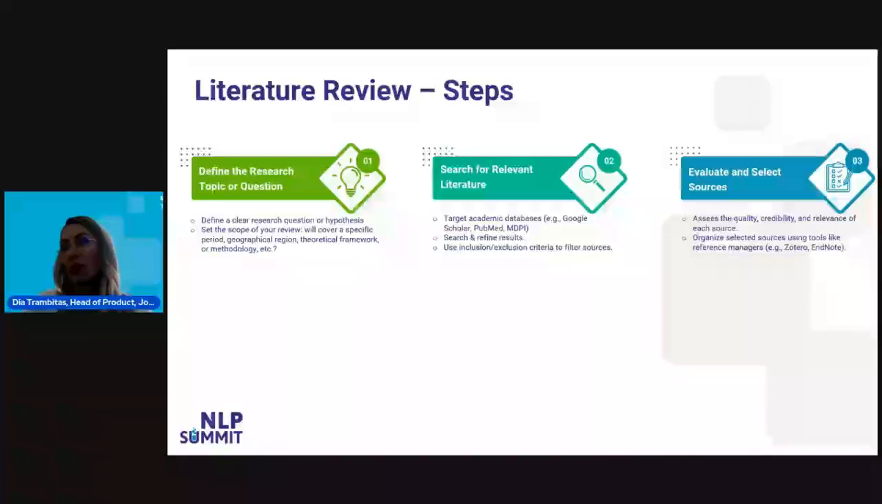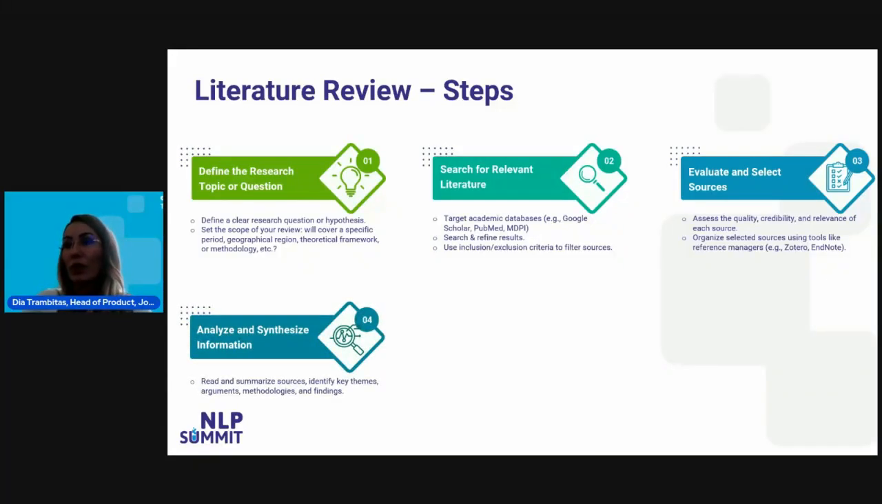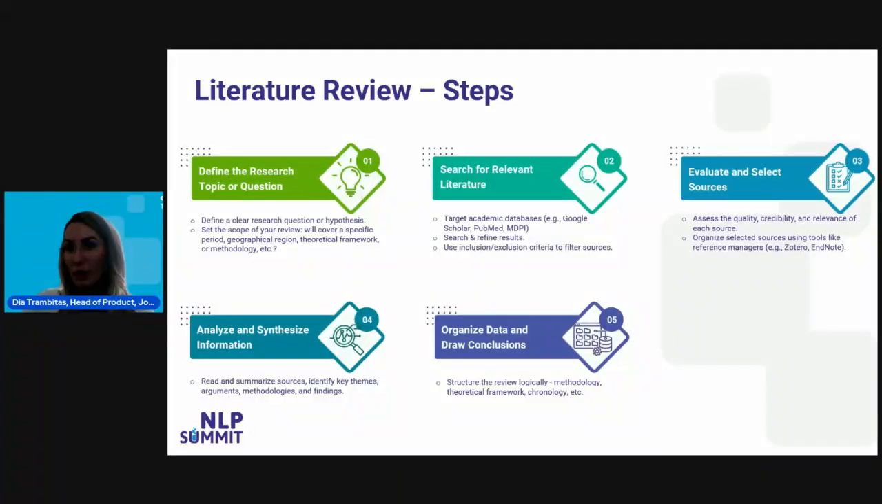Then you have to evaluate and select the relevant references. So you need to assess the quality, credibility, and relevance for each source and for each paper, and organize them in some sort of reference manager tool, so that you are able to keep track of the ones that you have analyzed so far and of those that you need to analyze next. Then you have to read everything which is out there, maybe create short summaries, and identify the themes and the findings in each one of those relevant articles.